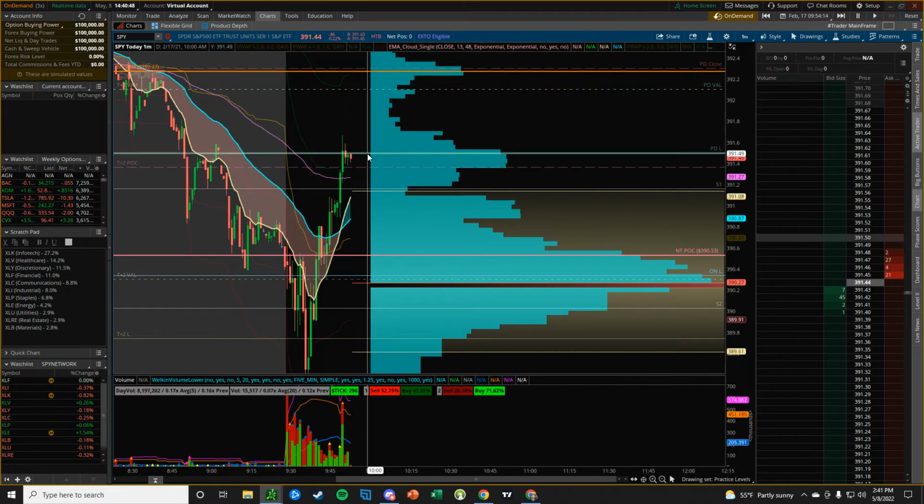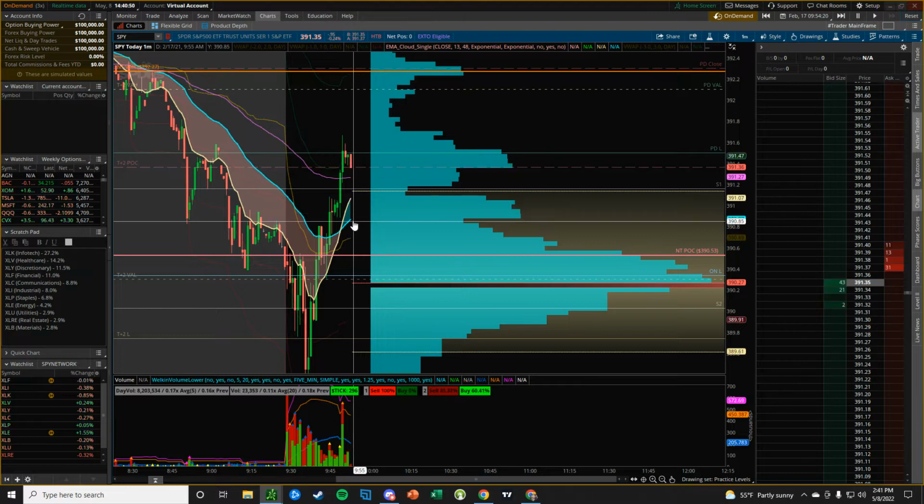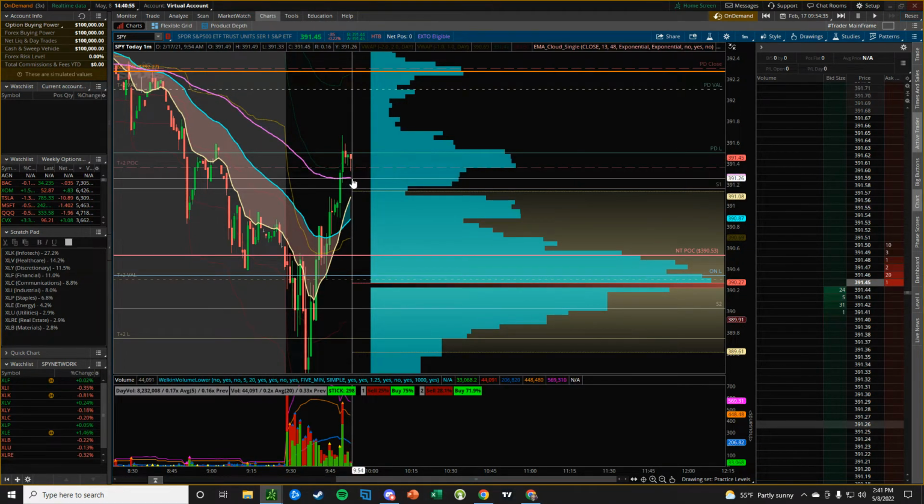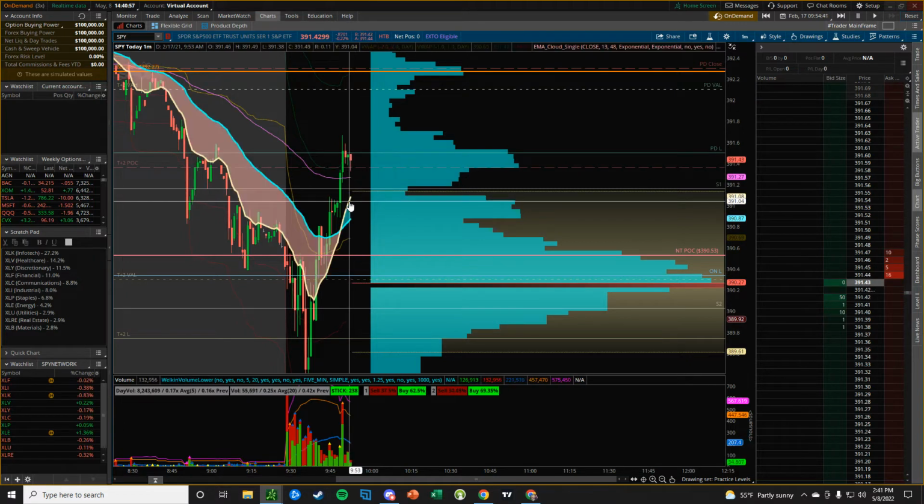All right, it looks like it is starting to struggle with the previous day low. So we're going to adjust our stop. We're going to close if we close below the 200 instead of waiting for it to close below the 13.